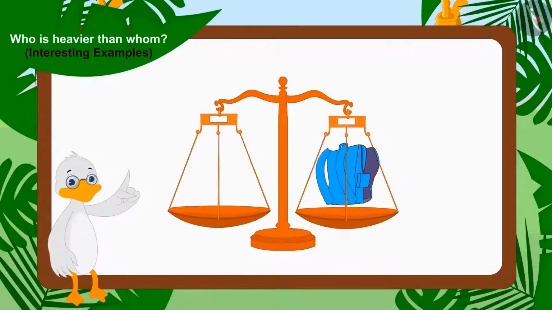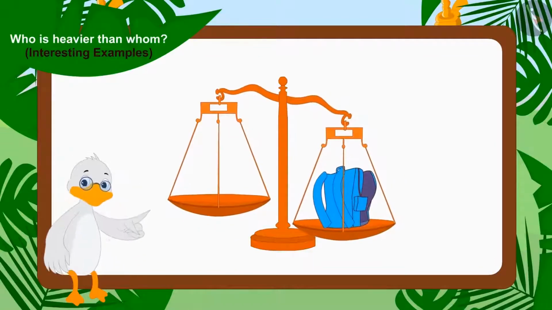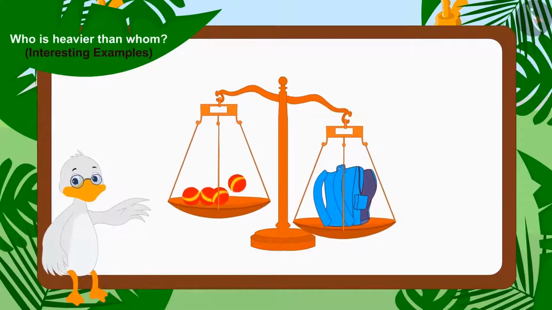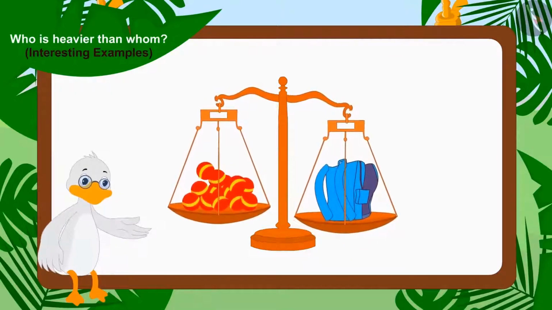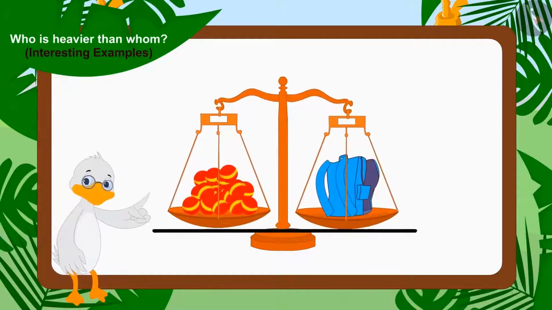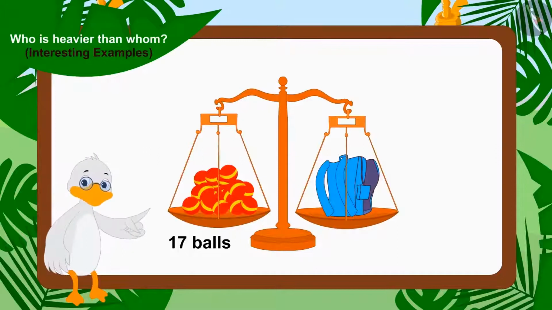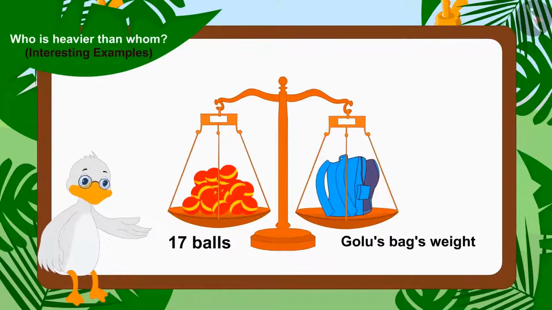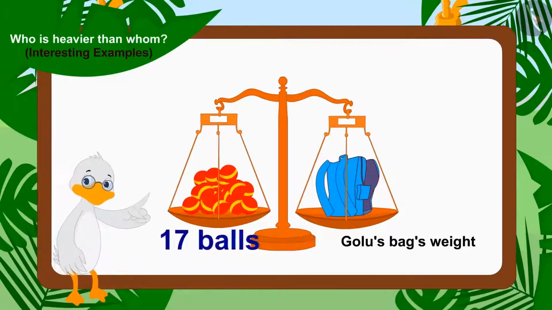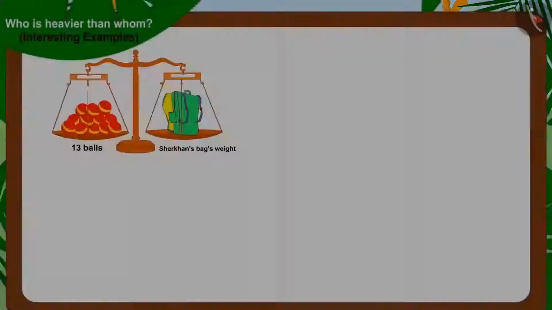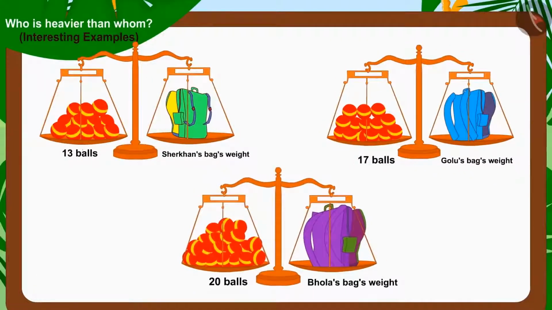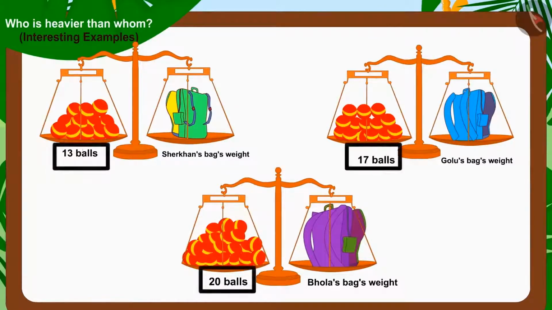Now, Uncle weighed Golu's bag with the scales. This time, when the plate came to the same level, there were 17 balls in the plate. This means that the weight of 17 balls equals the weight of Golu's bag. Children, the number of balls equal to the weight of the bag of 3 friends is written here.